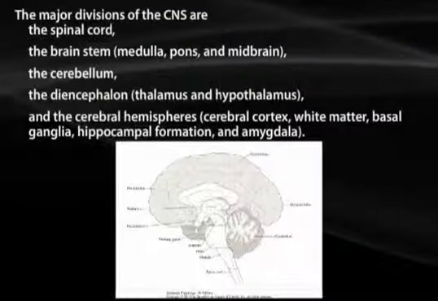The major divisions of the central nervous system are the spinal cord, the brainstem, which includes the medulla, pons, and midbrain, the cerebellum, the diencephalon, which includes the thalamus and hypothalamus, and the cerebral hemispheres, which include cerebral cortex, white matter, basal ganglia, hippocampal formation, and amygdala.